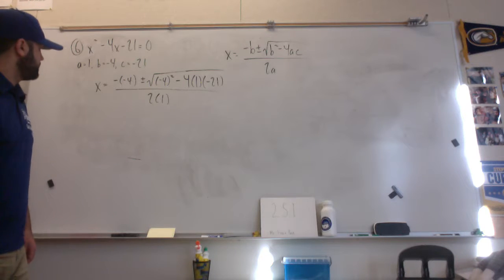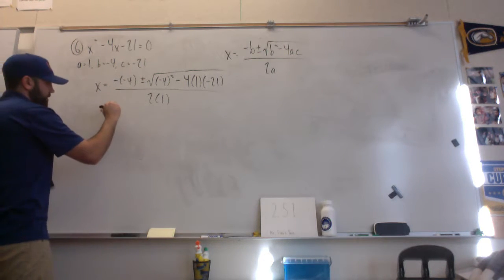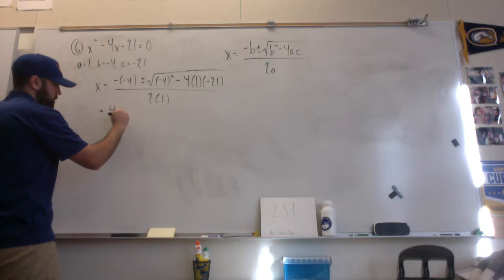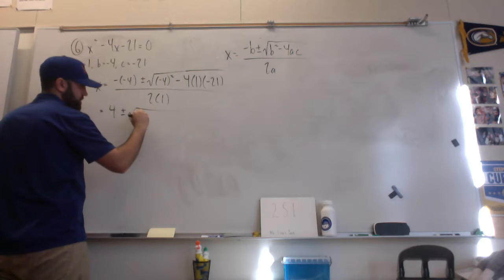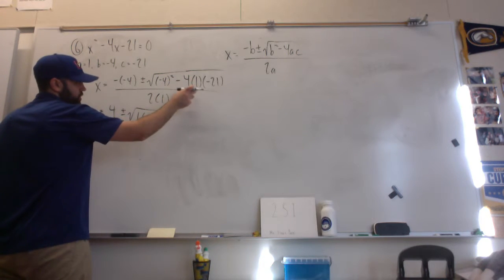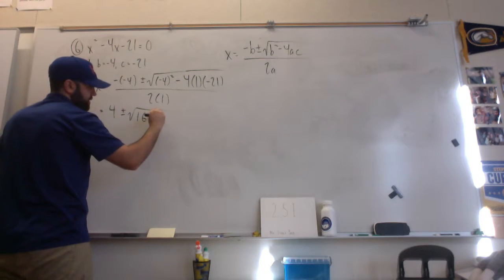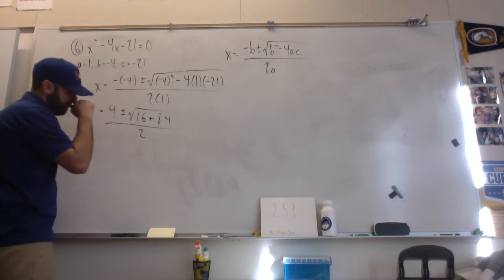Okay. Now we can just start evaluating this bit by bit. Negative negative 4, we can take care of that. It's positive 4, plus or minus the square root of negative 4 squared. Negative 4 times negative 4 makes 16. Negative 4 times 1 makes negative 4. And then negative 4 times negative 21 is positive 84. This whole thing is over 2 times 1, which is 2.